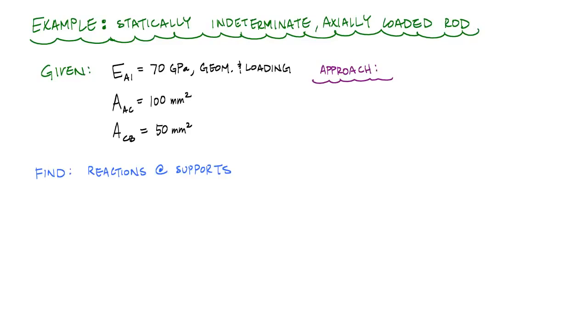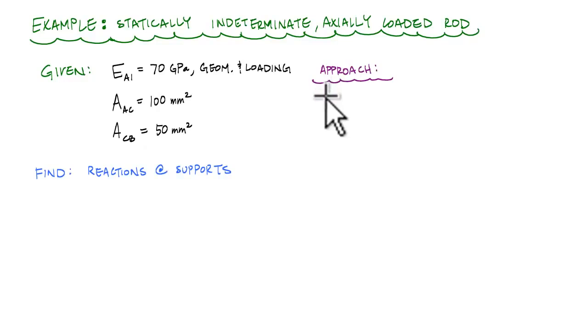And in this video we're going to go back to mechanics of materials and look at a statically indeterminate axially loaded rod, fixed and made of aluminum with the modulus of elasticity shown. Segment AC will have an area of 100 millimeters squared, segment CB 50 millimeters squared. And what we want to do is find the reactions at the supports. And I'll show you what the drawing looks like in a second.